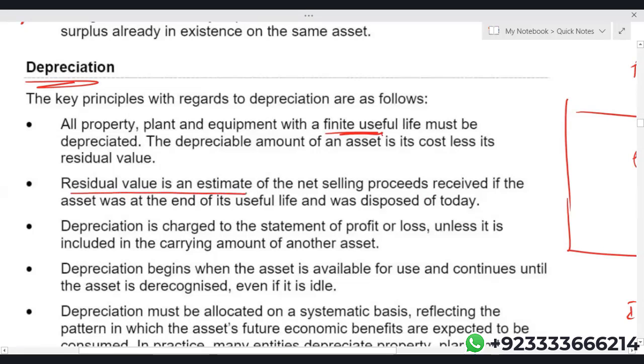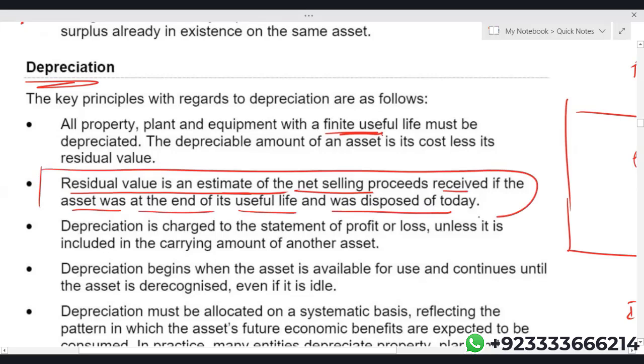Residual value is an estimate of the net selling proceeds that would be received if the asset was at the end of its useful life and was disposed of today. So residual value is just an estimated net selling proceed. If the asset was at the end of its useful life and was disposed of today, what amount will you get? That is your residual value.